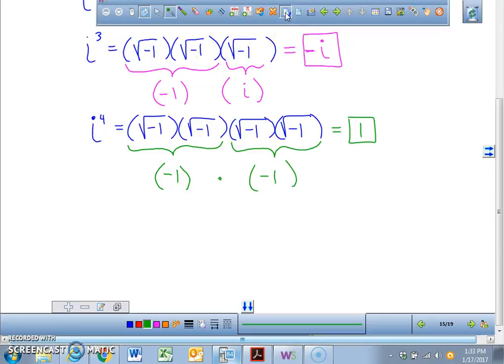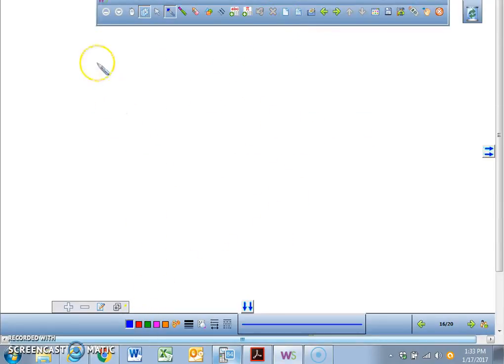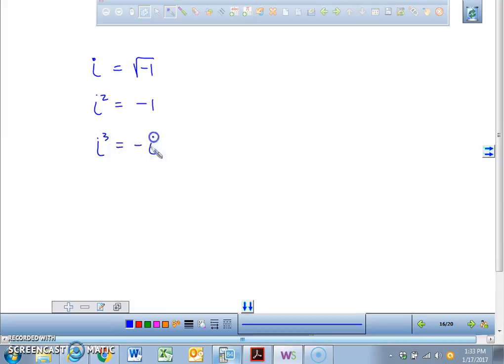So let's simplify this, everybody. This is why the answers are the way they are. Here's your final set of answers. Ready? When I say I, you say radical negative 1. When I say I squared, you say negative 1. When I say I cubed, you say negative I. And when I say I to the 4th, you say 1. Then everybody, it repeats. I to the 5th, I to the 6th, I to the 7th, I to the 8th, and you can keep going.